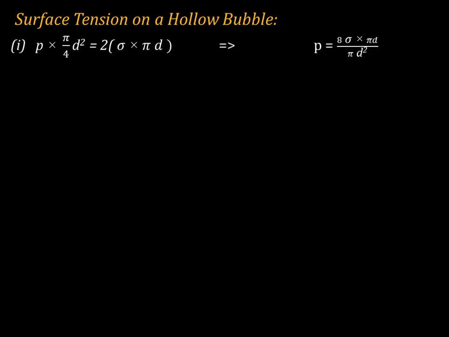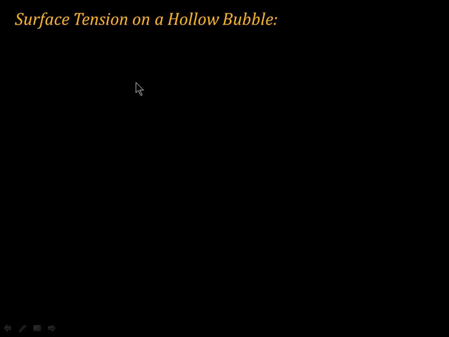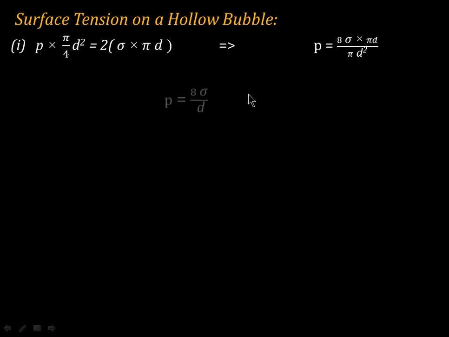In this case we can consider the same things as we studied in the liquid droplet. We just have to multiply by 2, because whatever forces are experienced on the circumference are multiplied by 2, as there are two surfaces, inside surface and outside surface. So P into pi by 4 d square is equal to 2 into sigma into pi d, which on further simplification gives P is equal to 8 sigma by d.